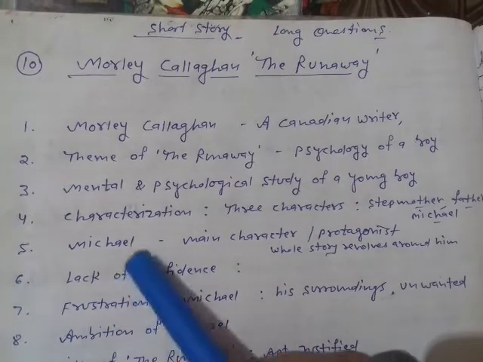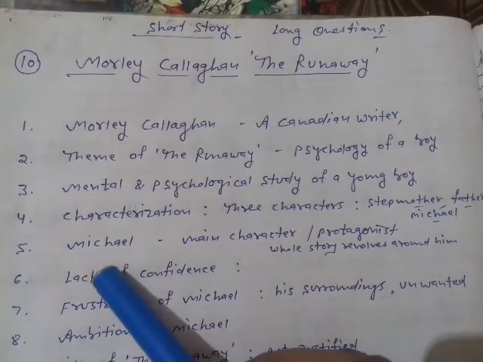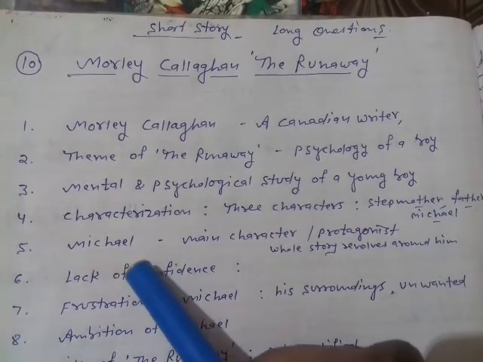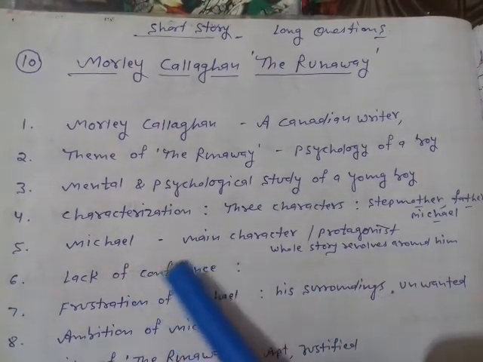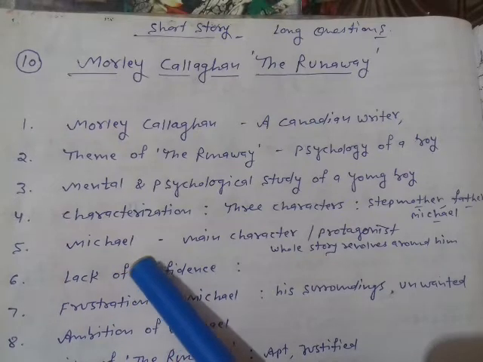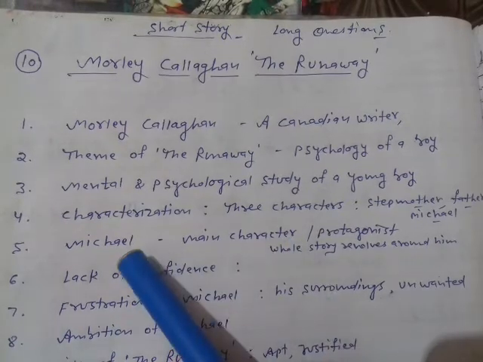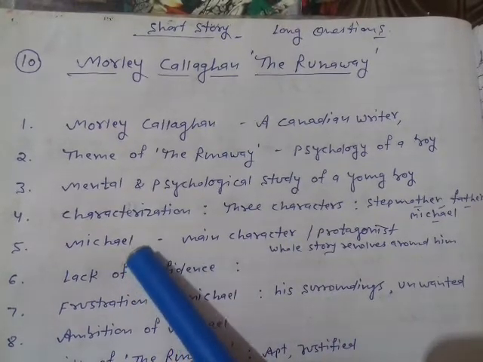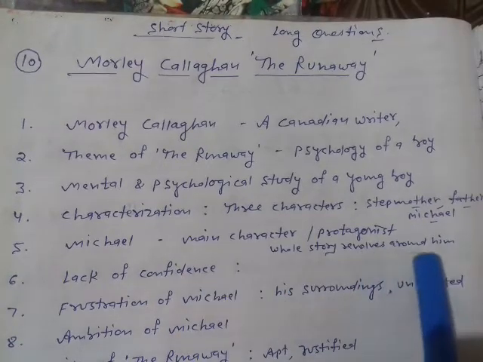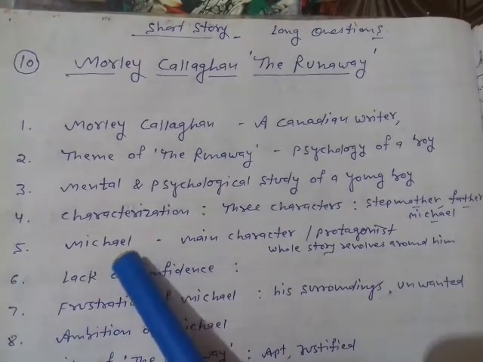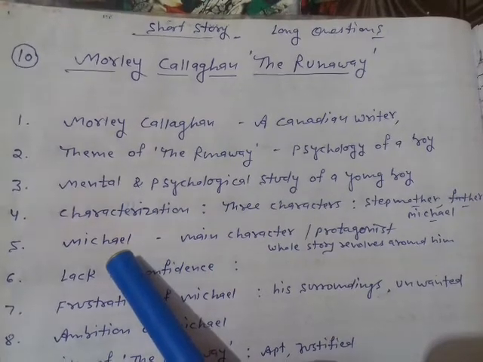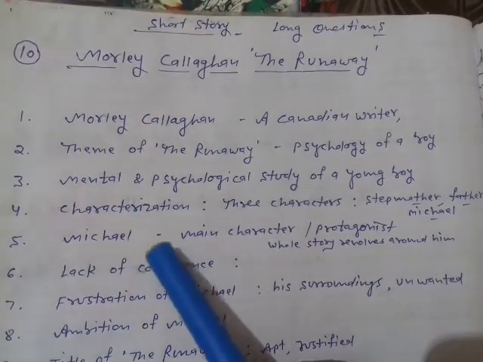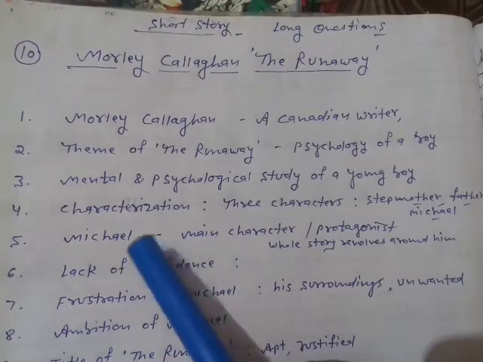Then fifth one, Michael. Who is Michael? Because Michael, no doubt, is a persona or a protagonist. He is the major character, or the main character. We can also say that he is the hero. Why? Because the whole story revolves around Michael. So Michael is the very important character of this short story, and you can write here about Michael because the whole plot is based on Michael.